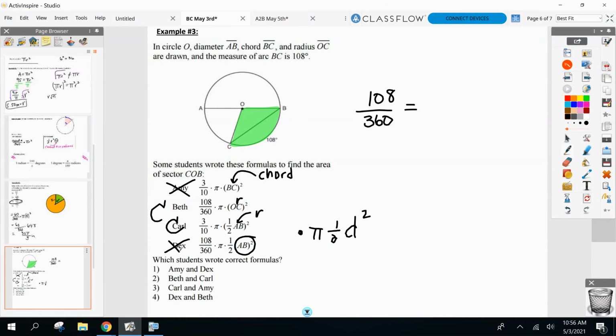So it looks like Beth and Carl are allowed to stay in honors geometry. Any other questions there, concerns? One more? Yep, one more.